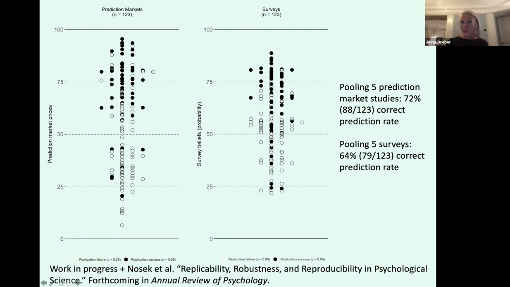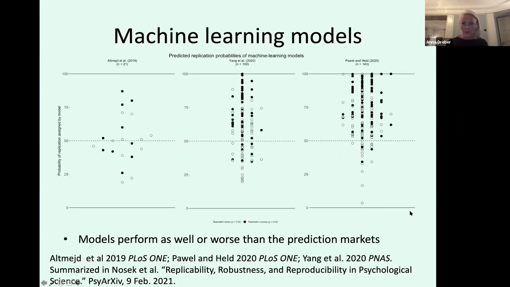In this type of analysis, when we pool these prediction market studies, we find that there is some wisdom of crowds going on, but it's far from perfect. But there is something going on, so there seems to be something systematic about results that successfully replicate versus fail to replicate. And the markets are pretty, but not perfectly, good at picking this up.